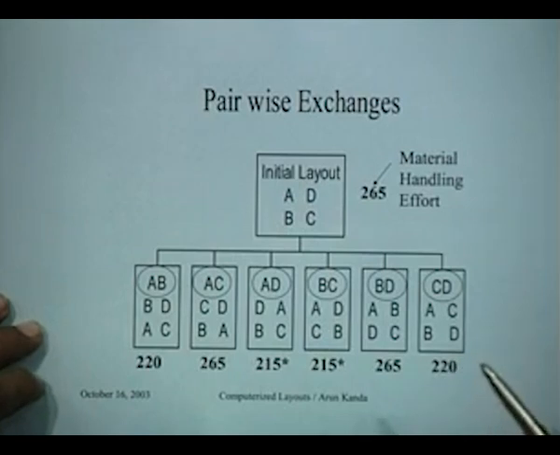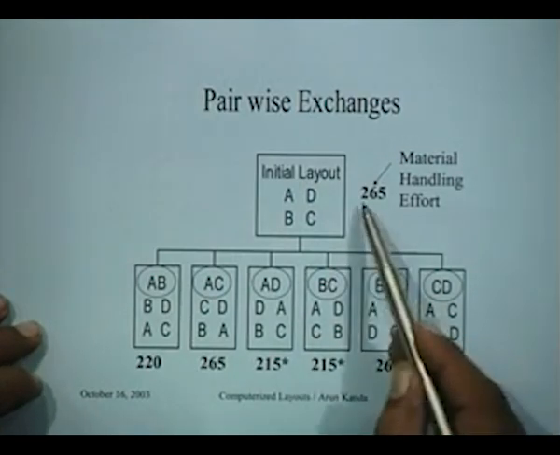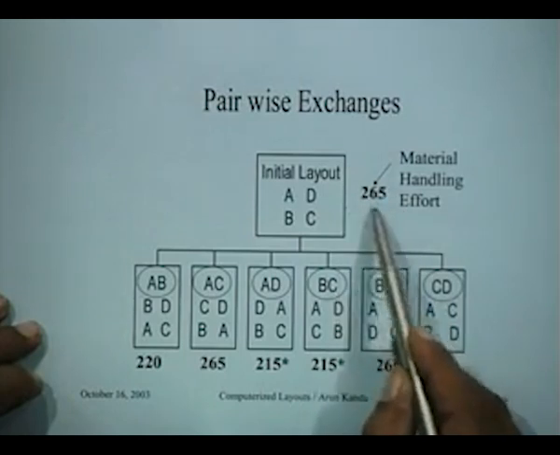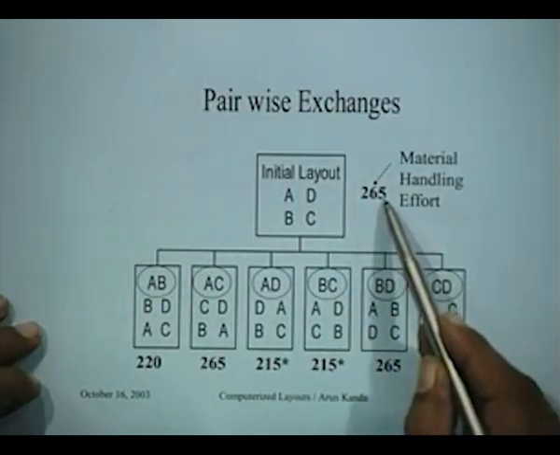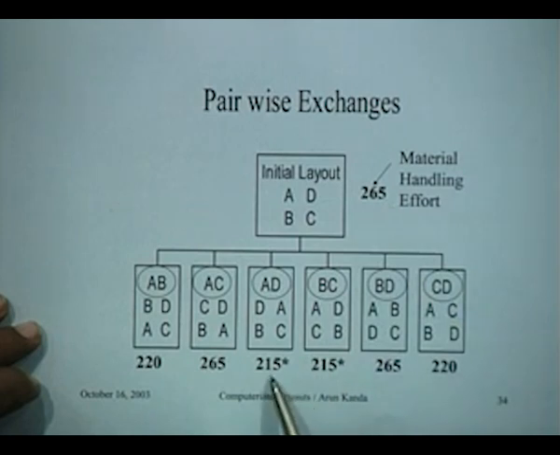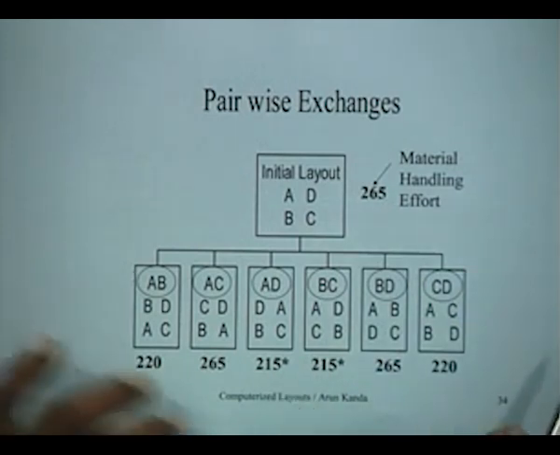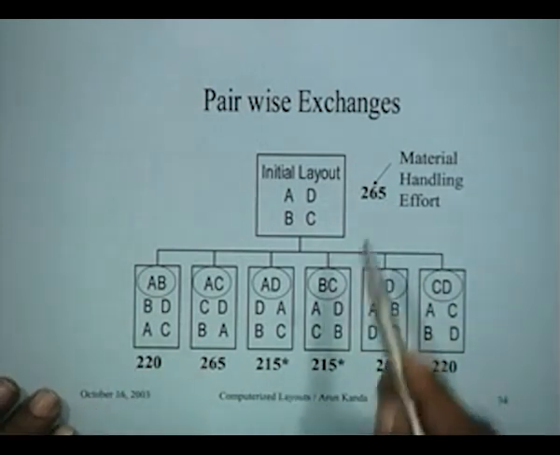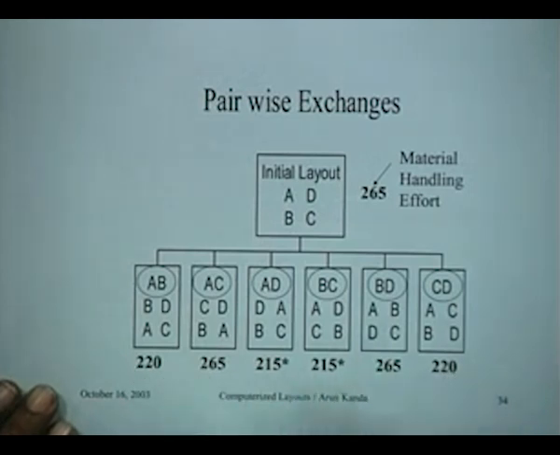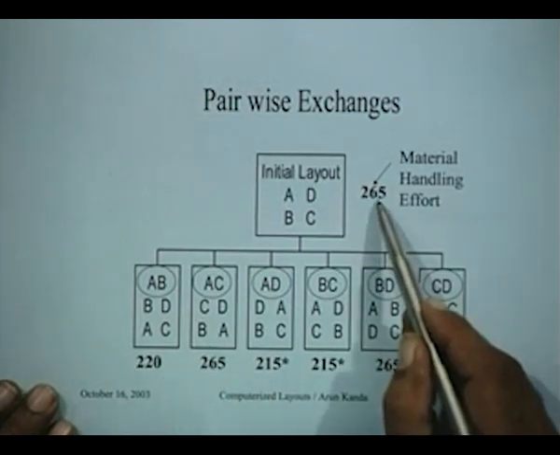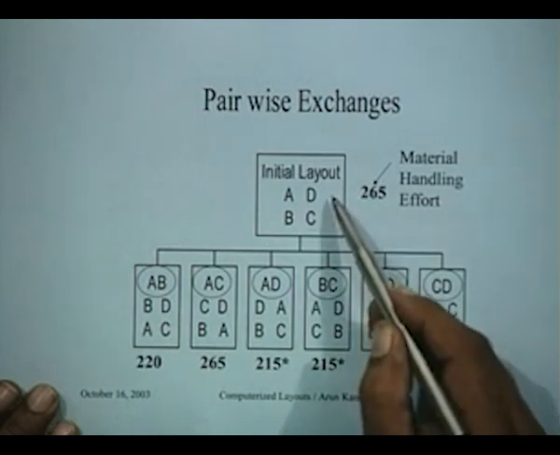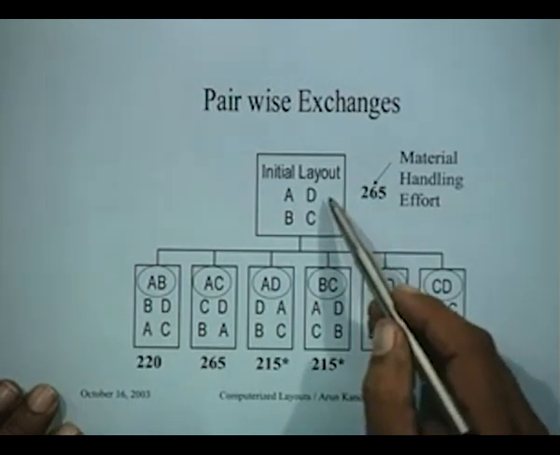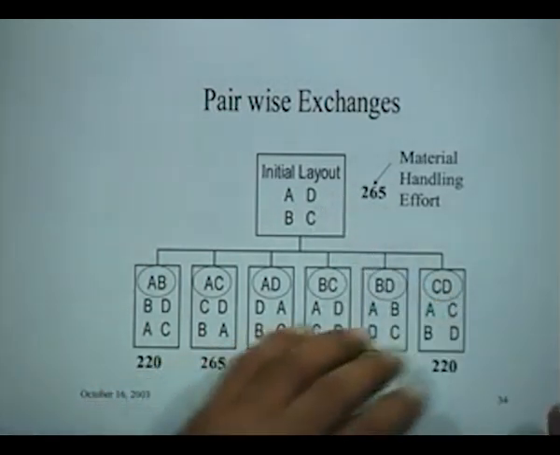So what we have illustrated to you is one basic iteration of CRAFT. That is how to go from the initial layout which had a material handling score of 265 to a layout which has a score of 215. If it so happens that all these scores are higher than this score, that would show that this is the best layout available, so you stop there. So this is the stopping criterion in CRAFT.